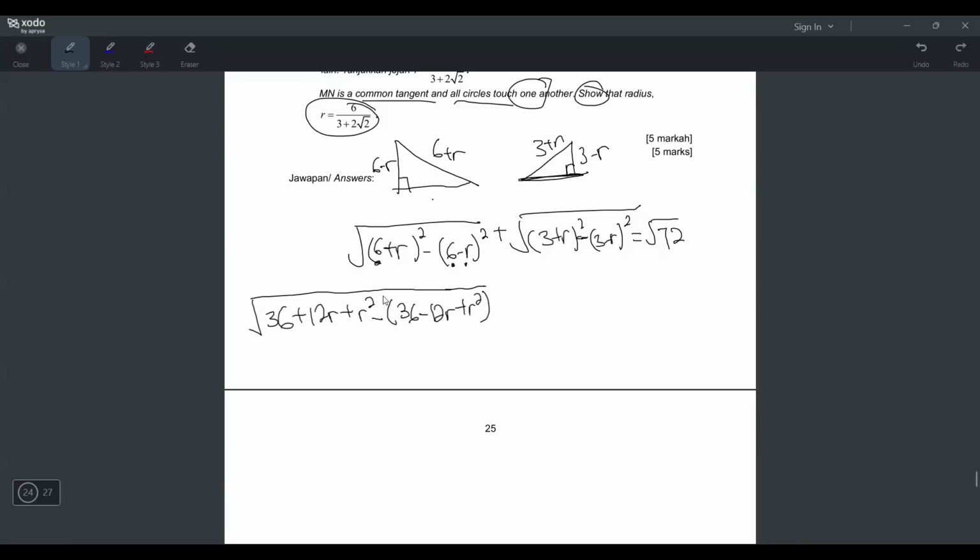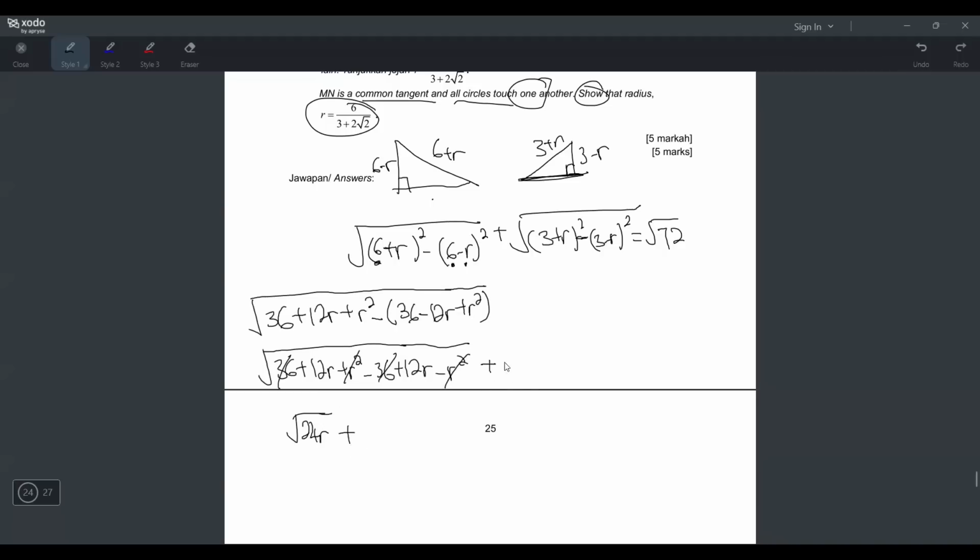Okay, why I say must letak bracket is because later when you buka bracket, it becomes 36 plus 12R plus R square minus 36. And did you realize the minus 12 here become plus 12? Because minus minus plus. And then the plus R square become minus R square. Because minus plus jadi minus. That is why I said you have to open bracket lah. Okay, the 36 and 36 can cut. And then R square minus R square also can cut. So left with 12R plus 12R, which is square root 24R. Right? Okay, but not over.